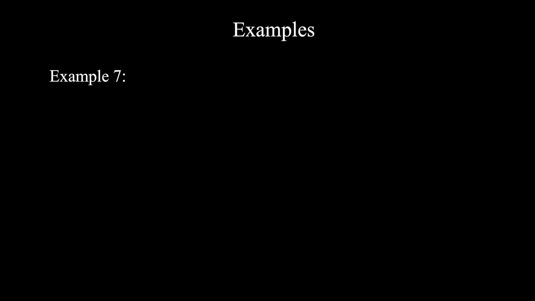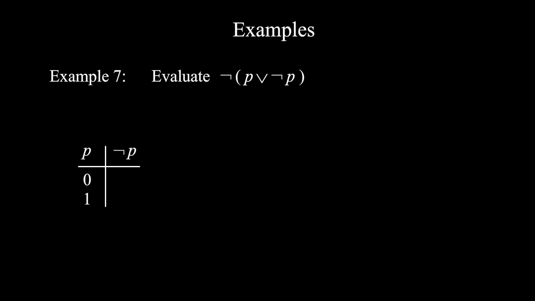Example 7. Evaluate not open bracket P or not P close bracket. There is only one variable here. So here are the possible values. Then in the second column is not P, which is just the opposite of P. In the third column is P or not P. So that is the OR of the first and second column.